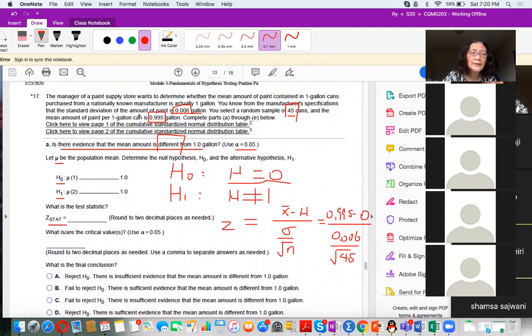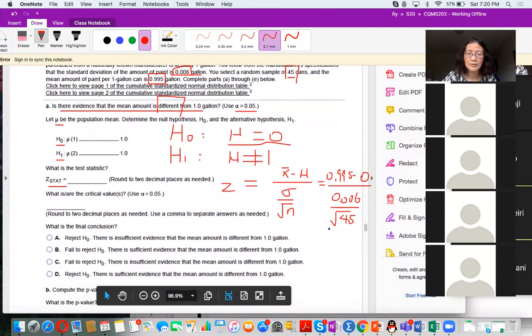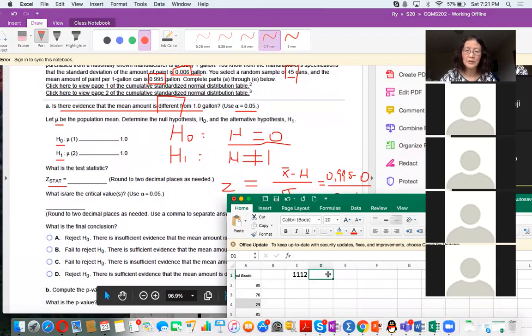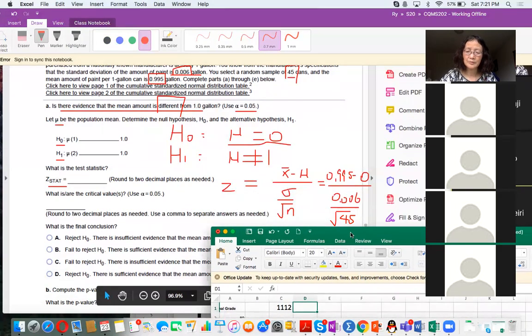Standard deviation 0.006, yes. The mean 0.995. Can anyone double check what is the result of this number? Square root of... So I will do another way. 0.995, I will do denominator first, different way, 0.006 divided by square root of 45. This number is this, and then you can.